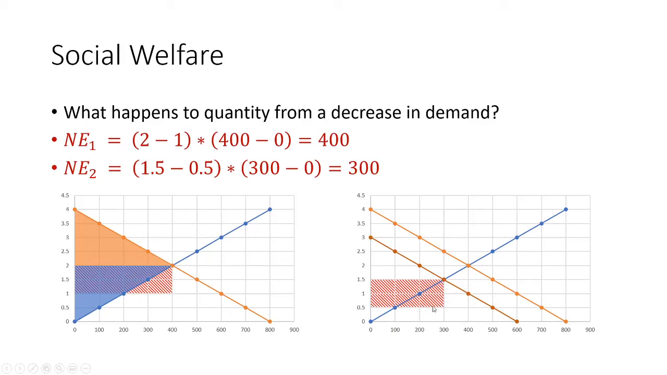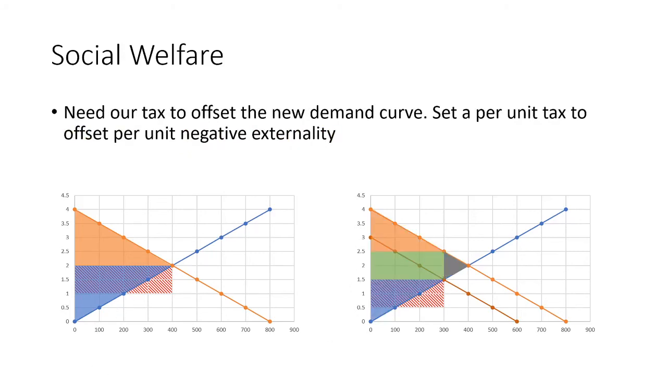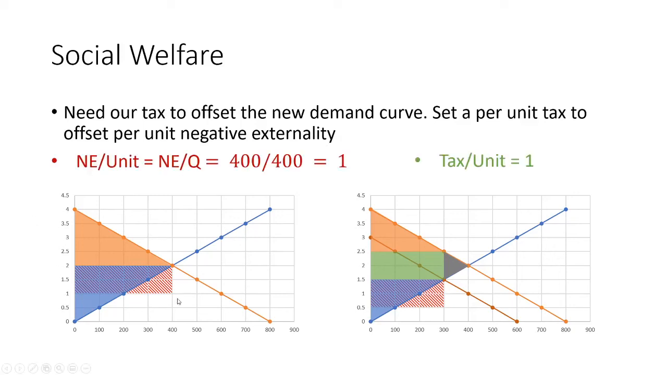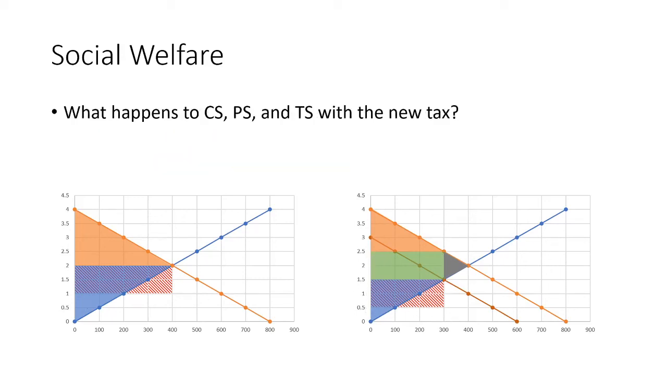Because our quantity has shifted, that means our negative externality value has shifted, right? So instead of this rectangle over here, we're now looking at the value of this rectangle down here. So here's our negative externality 1 is in this market and negative externality 2 is in this market. We went from 400 down to 300. We need our tax to offset our new demand curve, so a per unit tax will offset our per unit negative externality. We know our negative externality was at $1 per unit, so if we set a tax at $1 per unit as well, we'll end up with this green area being exactly the same as this red and white striped area.